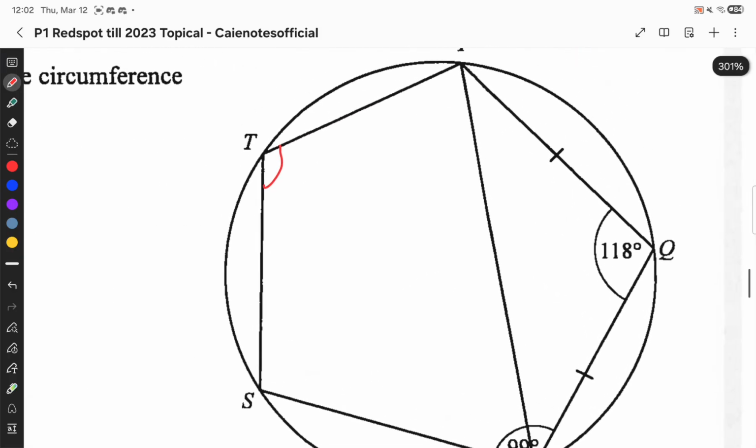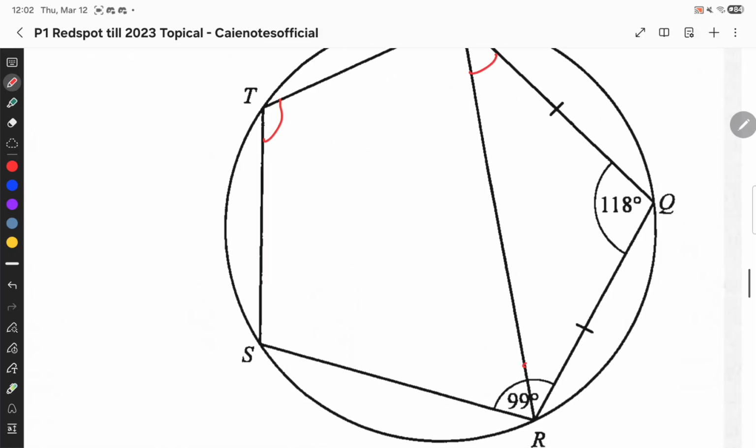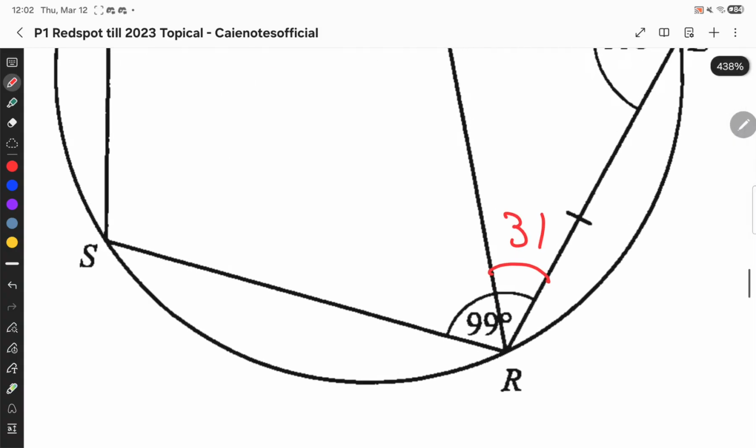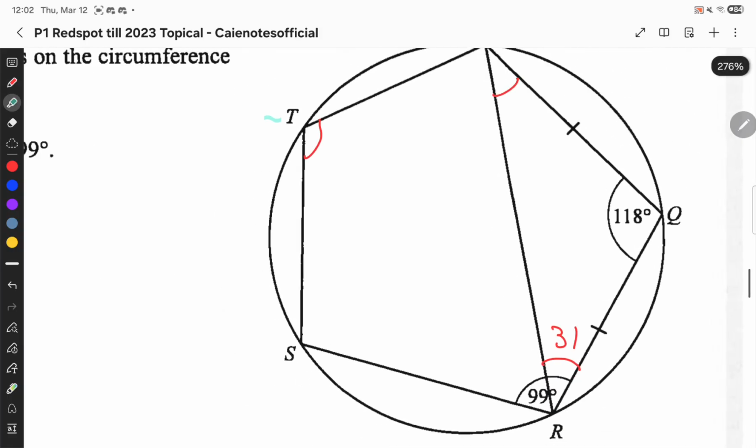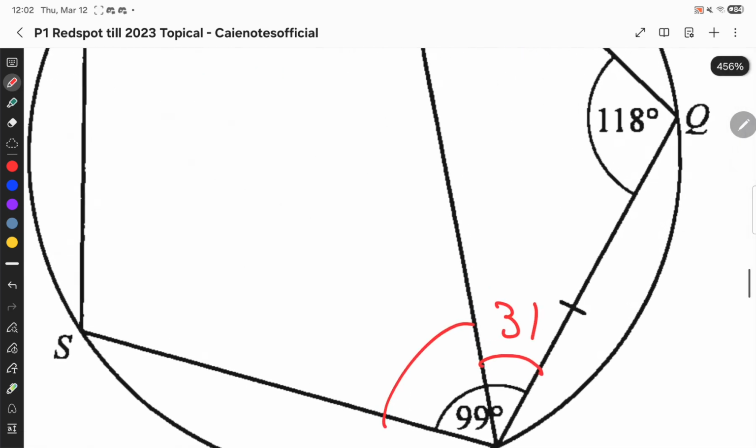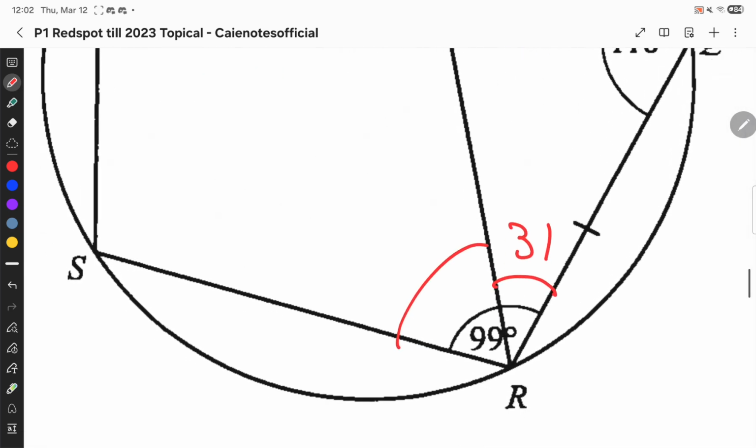Well, this is an isosceles triangle. We may as well find the remaining angles. 180 minus 118 is 62, and divided by 2, this is 31. Let's find the remaining angle of this. Why? Because we see a cyclic quadrilateral, and we know opposite angles add up to 180, and we need to find the remaining angle of this. So this is 99 minus 31, which is equal to 68.